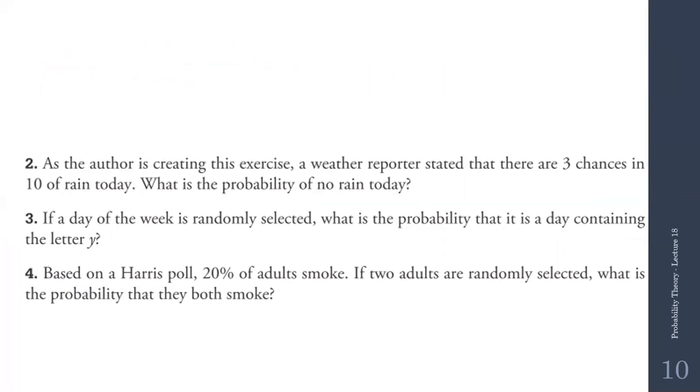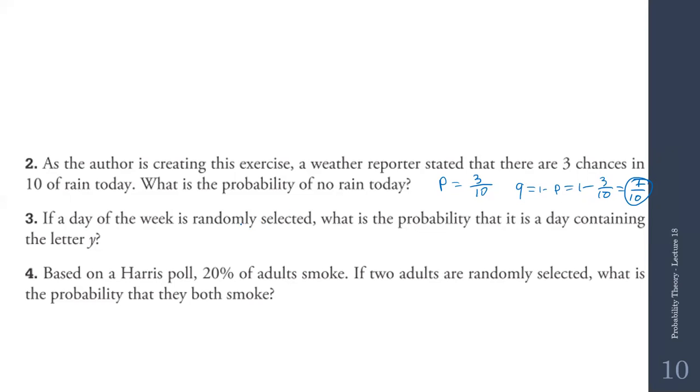The author is creating this exercise where the report stated that there are 3 chances in 10 of rain today. What is the probability of no rain today? So the probability of rain is 3 in 10. The probability of no rain equals 1 minus P, which is 1 minus 3 over 10, gives us 7 over 10. This is the probability of no rain, which is the opposite event.